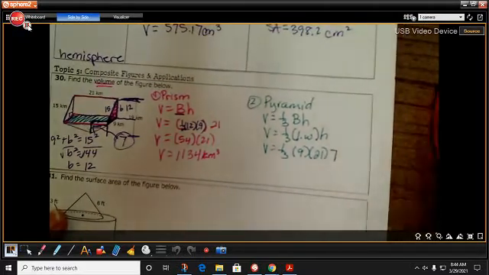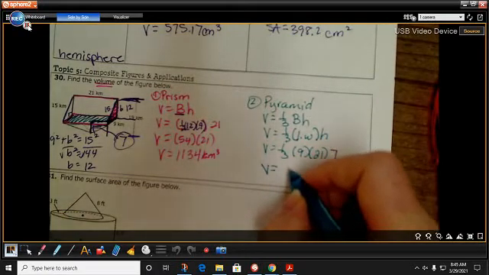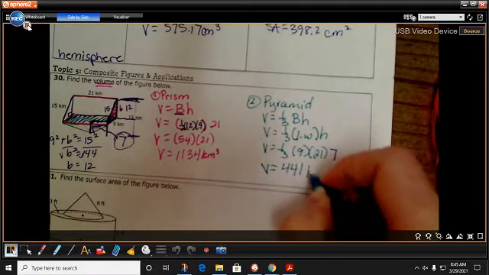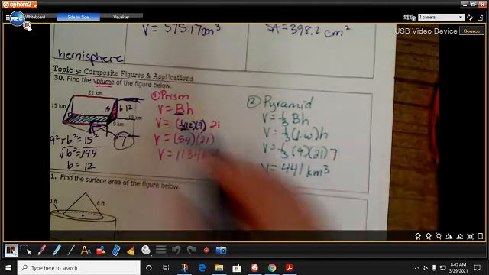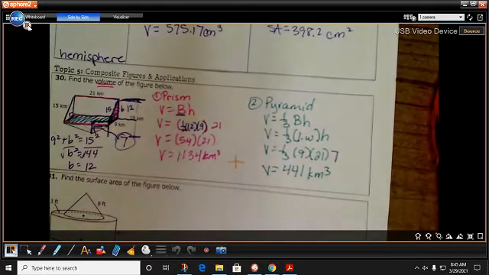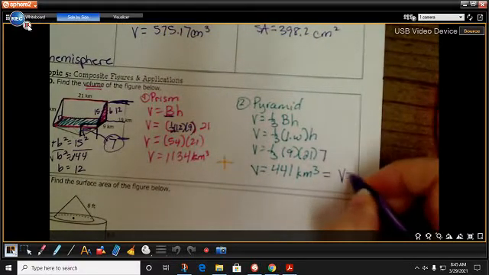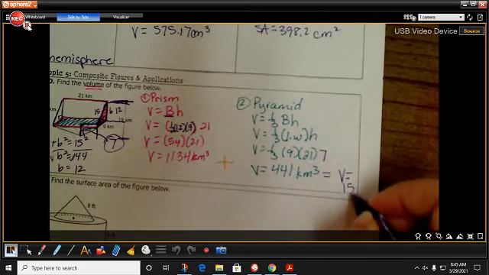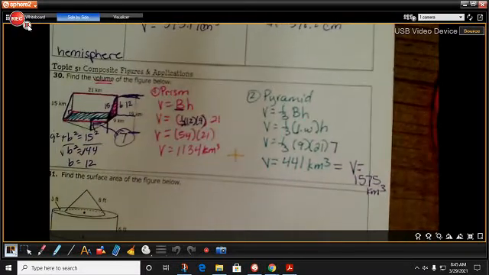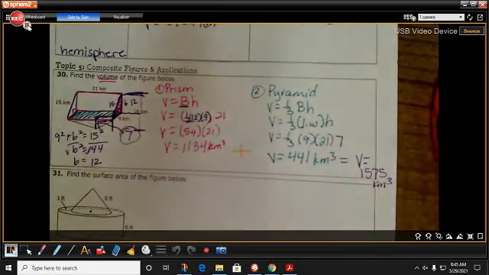And so now I can plug in all my numbers, and the volume here comes out to be 441 cubic kilometers. So that's the volume of my two separate pieces. Now I need to add those together to get my total volume, which is going to end up being 1,575 cubic kilometers. And I apologize if I totally confused you on that one with this whole height thing here.